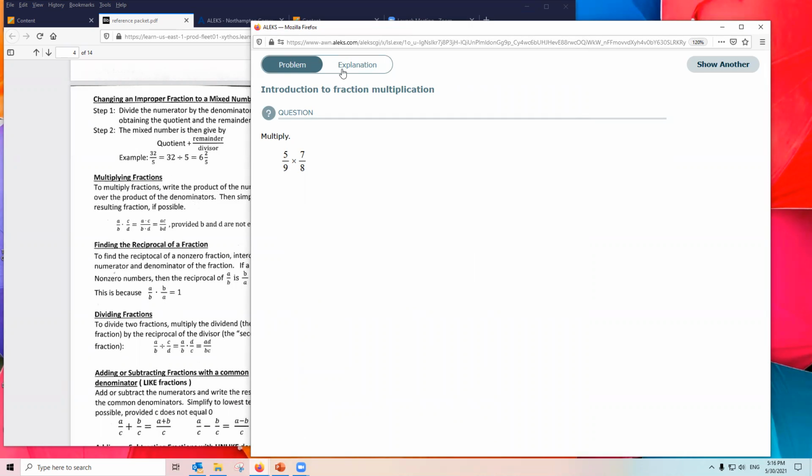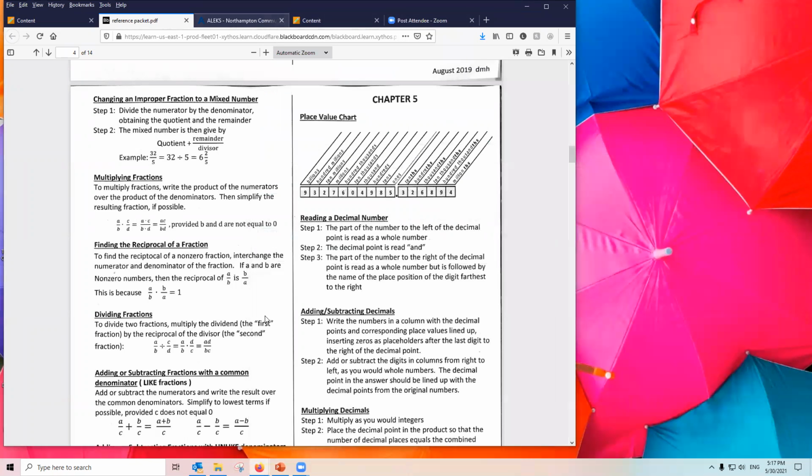So if I do that, I'm going to just multiply straight across. So that's going to be 5 times 7. Of course, that's 35. And then I'm going to multiply straight across on the bottom. 9 times 8 is 72. Okay, so multiplying is one of the easier operations with fractions because all you have to do is multiply straight across. We're going to see adding fractions is a bit more complicated, but multiplying fractions is just multiplying straight across on the top and on the bottom.